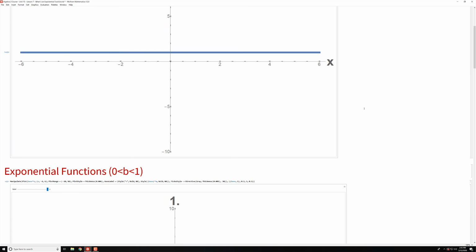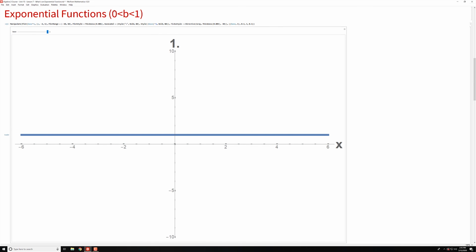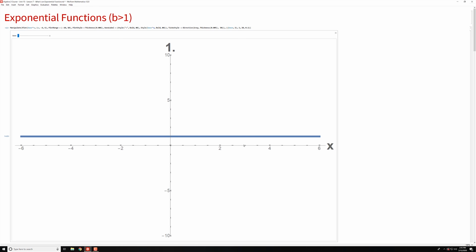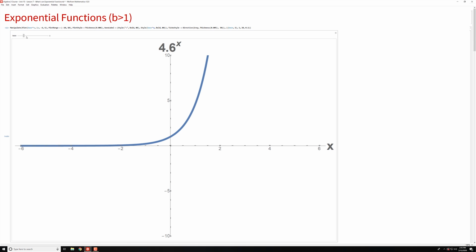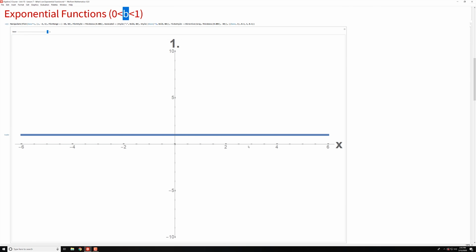Now let's go down and take a look at what happens when the base is not 0 and not 1, but we constrain it to be between 0 and 1, because the curve up here only looked at what happens when the base is bigger than 1. Of course, it gets steeper and steeper. But down here, we're asking, what happens when the base is 1/2? What happens when the base is 3/4? What happens when the base is 1/10?